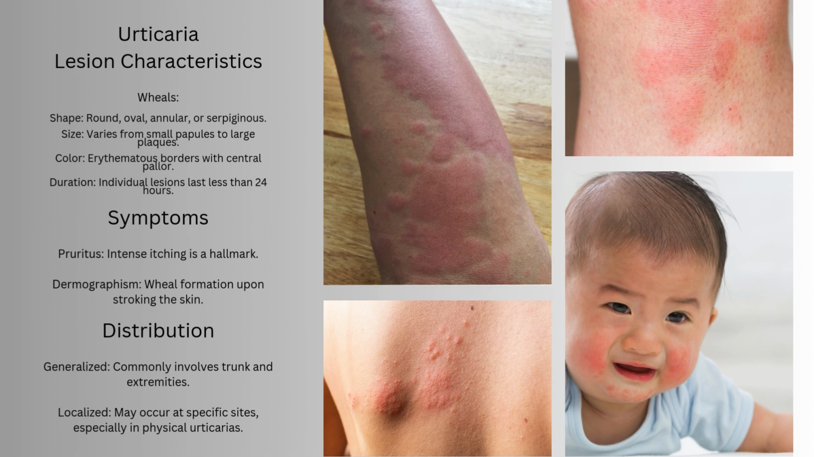Symptoms, pruritus, or intense itching, is the hallmark symptom. Dermographism, or wheal formation upon stroking the skin, can be elicited in many patients. Distribution. Generalized lesions are often seen on the trunk and extremities. Localized wheals may appear in response to specific physical triggers.